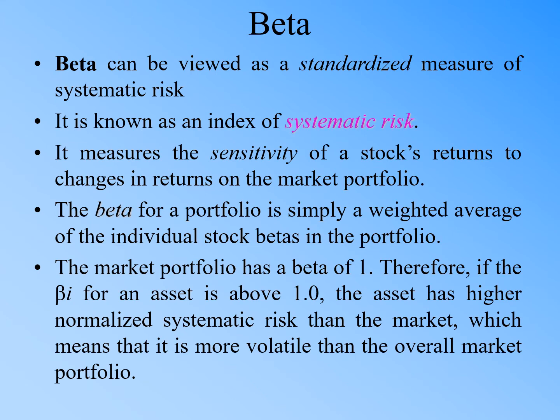So beta can be viewed as a standardized measure of systematic risk. It is also known as an index of systematic risk, because we know that beta is a relative measure of risk, and we divide the covariance between the individual asset return and the market portfolio return by the variance of the market portfolio.